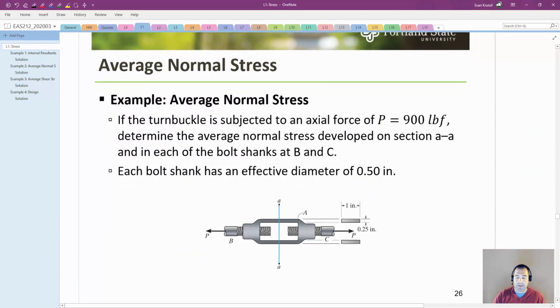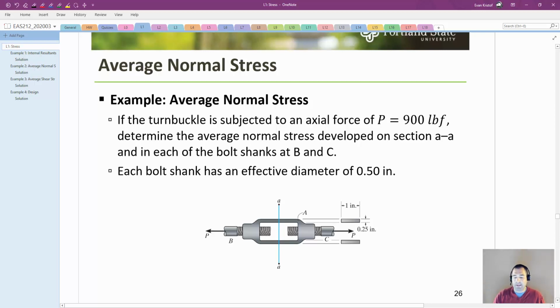Okay, so then here's an example. There'll be a separate video for this for you to take a look at. This is just a basic calculation of average normal stress. And so we've got a turnbuckle here, a common assembly to connect two threaded pieces. Because they're counter threaded, it allows you to turn the turnbuckle to either tighten this up or loosen it up.